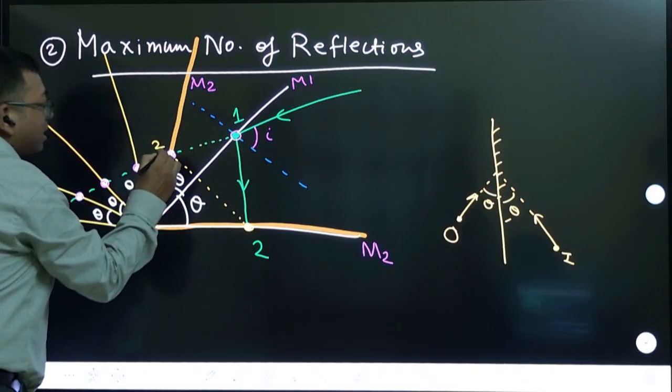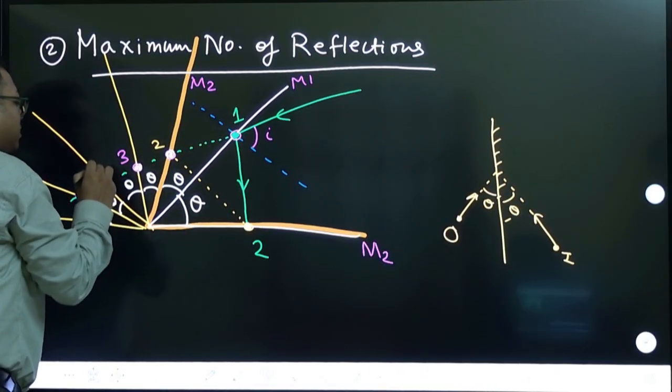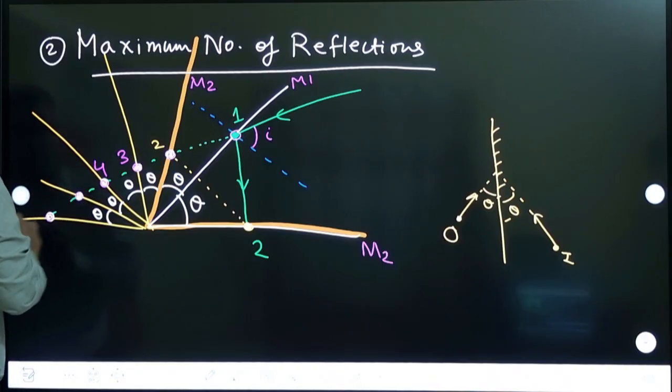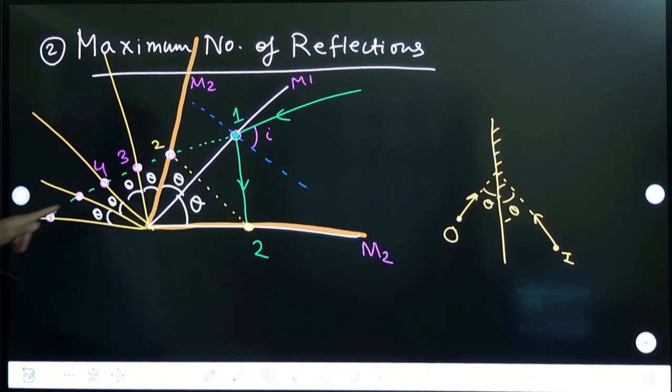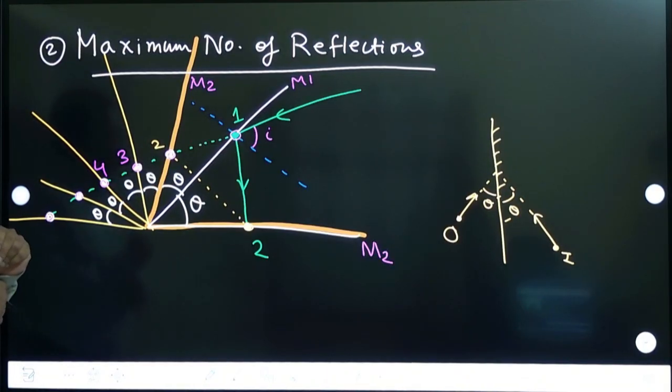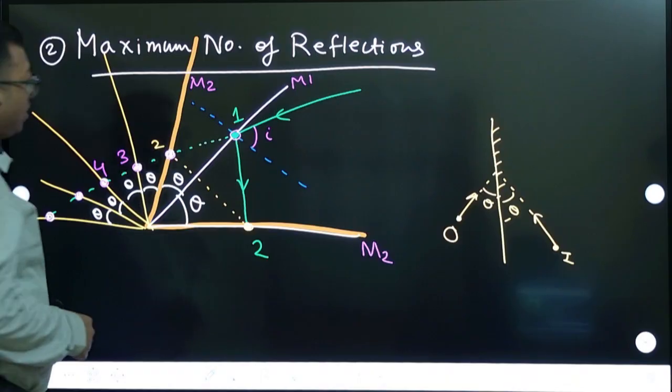So this is your second reflection. This will be the third reflection. This will be the fourth reflection. Like that, the number of reflections can keep on happening this way. Okay, so what is the maximum value of n? That is what we want to calculate. How do we calculate the maximum value?